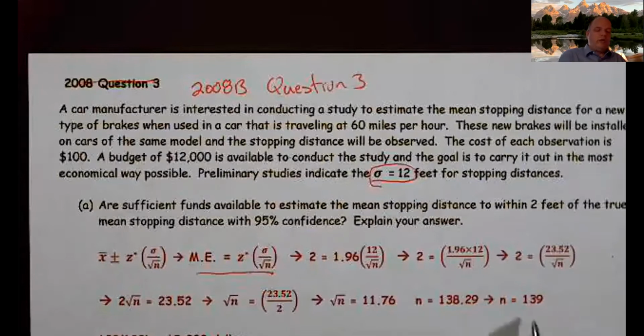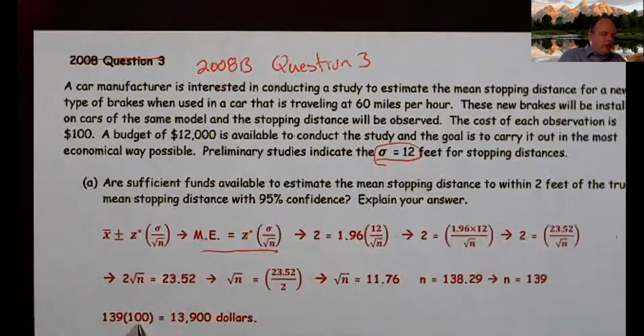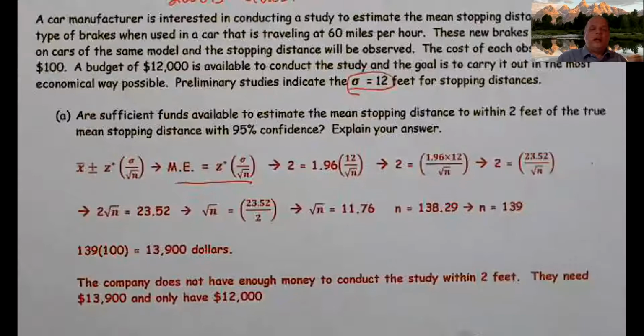We rounded up to the next whole number, which is 139. Well, 139 times $100 is $13,900. Oops. They only have $12,000. So they do not have enough money. The company does not have enough money to conduct a study within 2 feet. They need $13,900 and they only have $12,000. You're out of luck. All right.